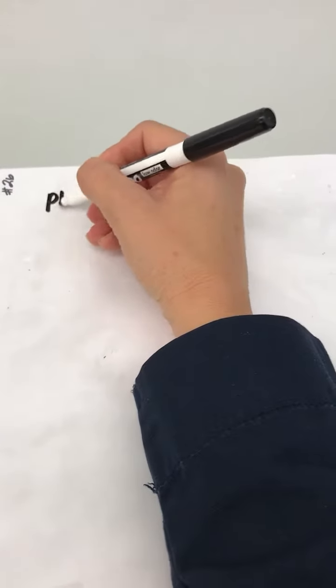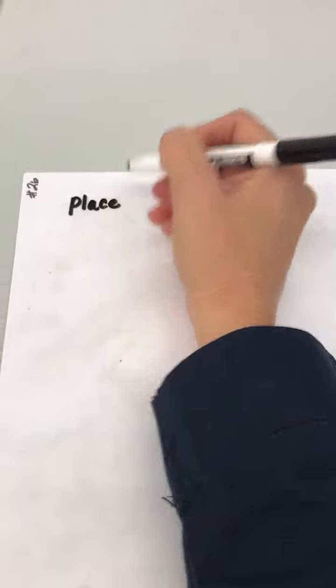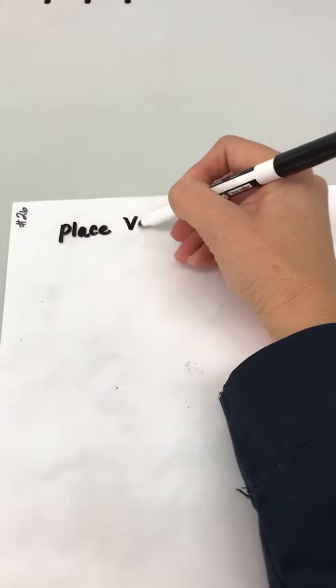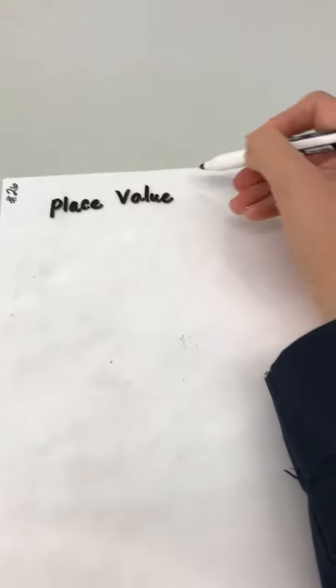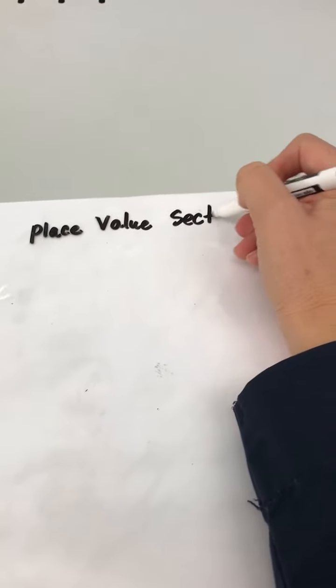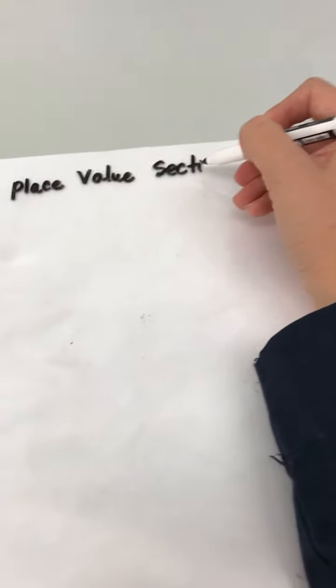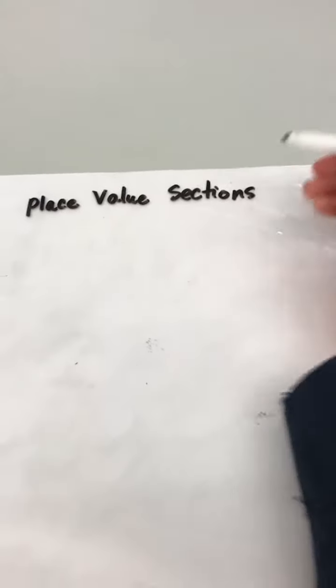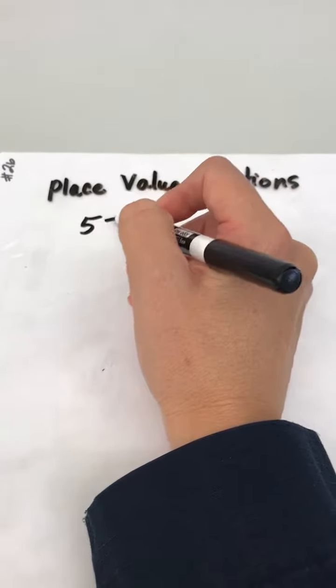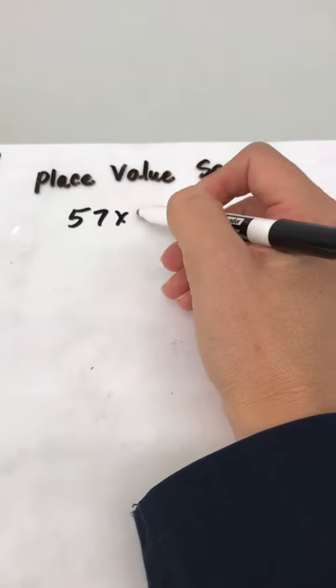So I've got place value sections method. I'm going to try to keep this camera nice and still for you. All right, so for the place value sections method, I'm going to go ahead and model 57 times 3.